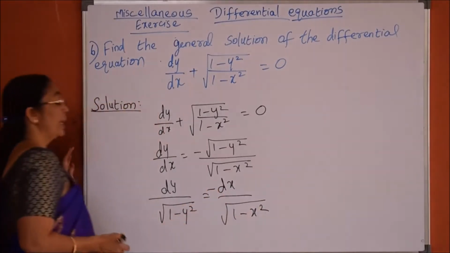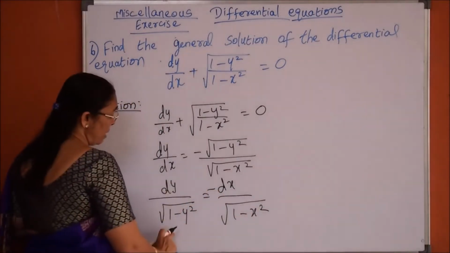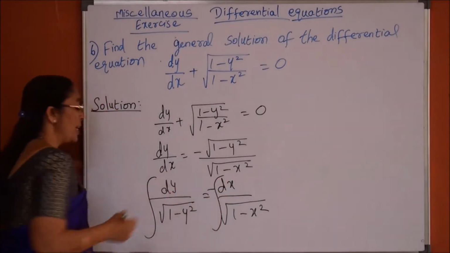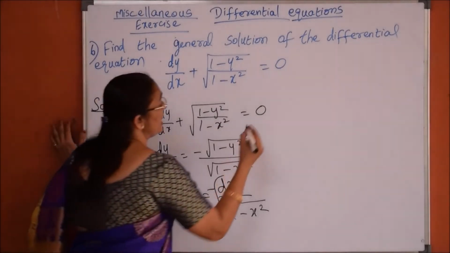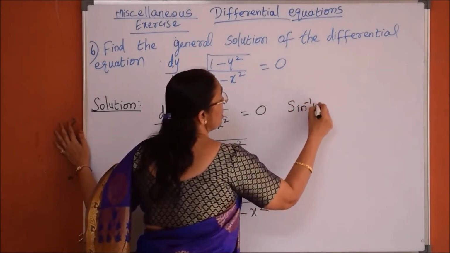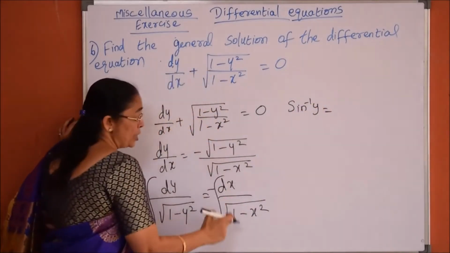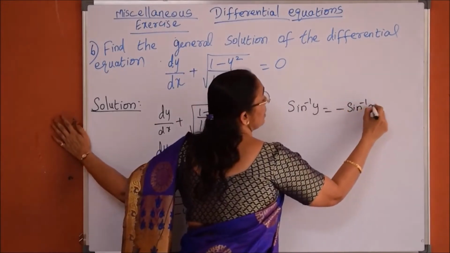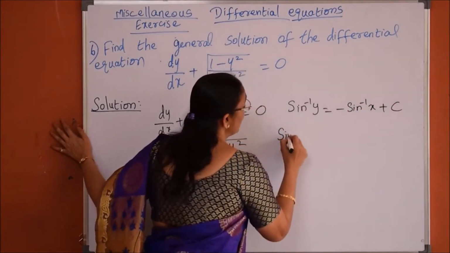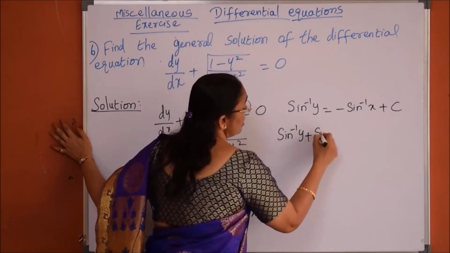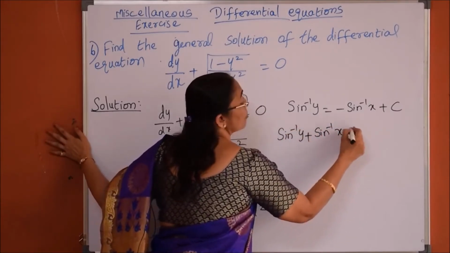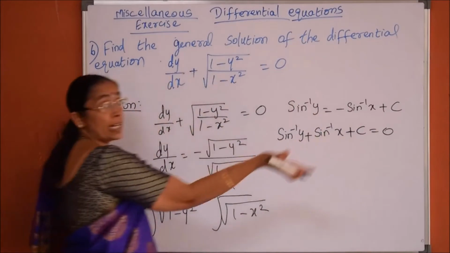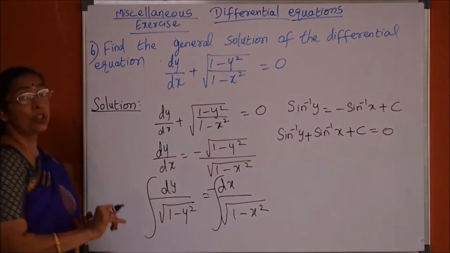Let me keep the negative sign in the right hand side. Now, integrating both the sides. Integration of dy by root over (1 minus y square) is nothing but sin inverse of y, and integration of dx by root over (1 minus x square) is sin inverse of x plus constant. So, rearranging the terms, the solution is sin inverse of y plus sin inverse of x is equal to c, or plus c is equal to 0, minus c again that is another constant, plus c is equal to 0.